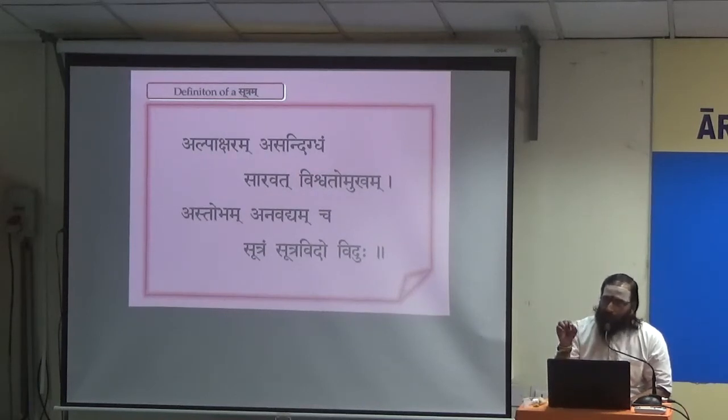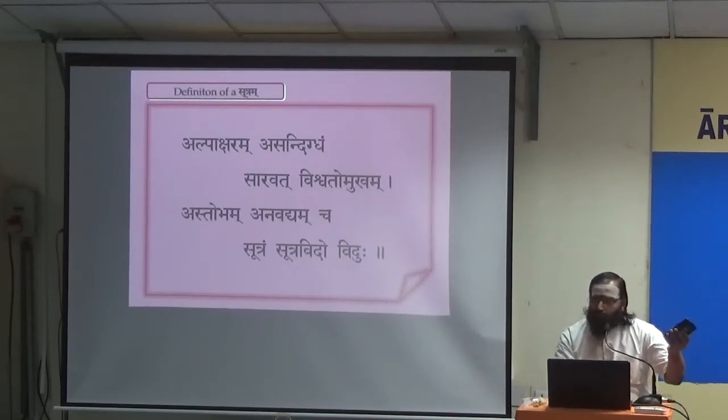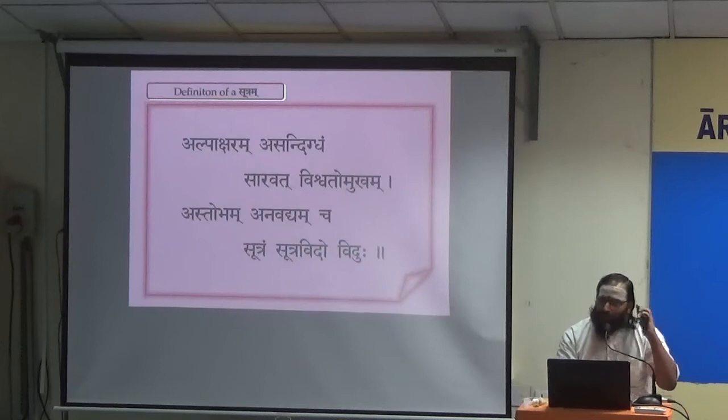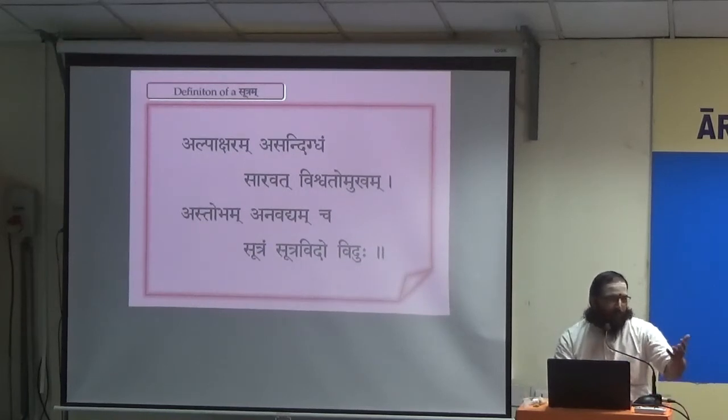A sutra need not have application only in a particular context. It is applicable in so many other contexts. Like this example, a mobile phone: what is the use of this mobile? Only for calling? No, I can watch videos. Social media, WhatsApp, Facebook, camera, calculator, so many apps are there. If you want to know the time, the clock is also there. That is Vishvatomukham. Similarly, a sutra also.